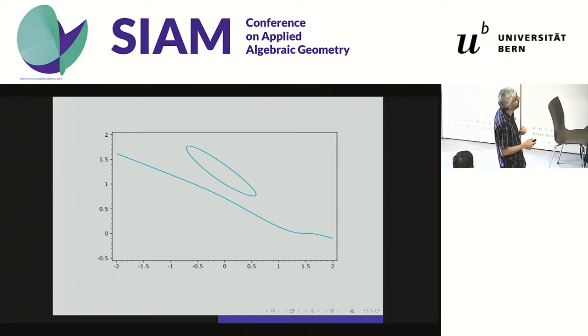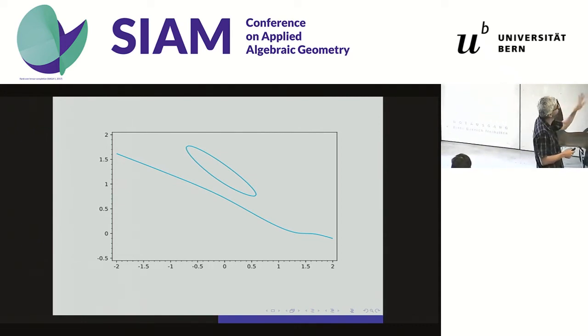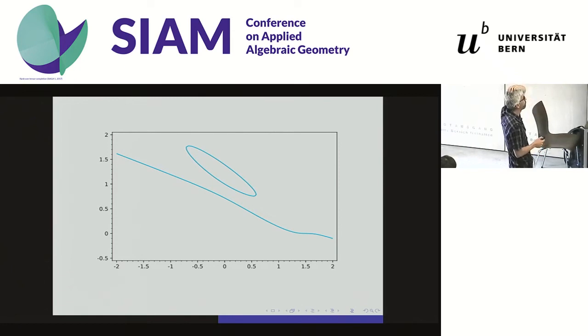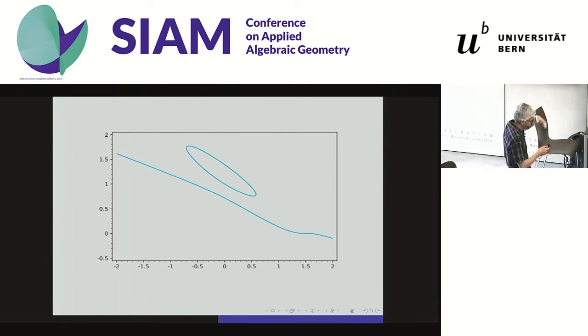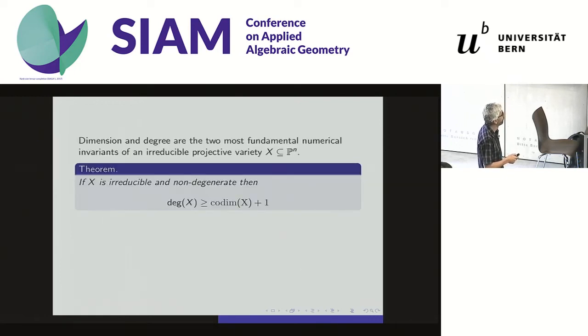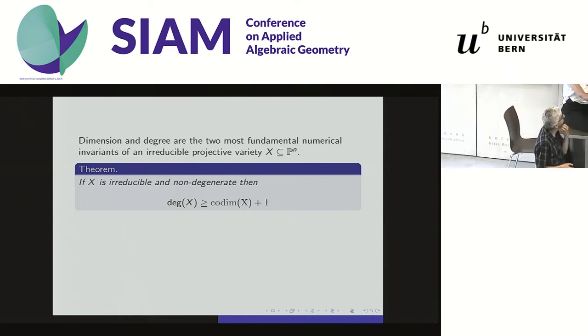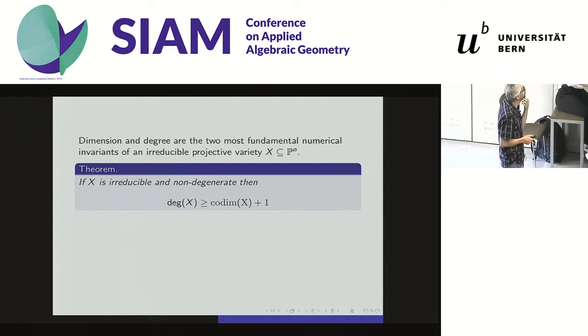So I slice it with one hyperplane, and I obtain this picture. Now the plane of the board is the hyperplane, and the blue thing is just the intersection. Then I slice again with another hyperplane, and what I get is 1, 2, and 3 points. Of course, I have to do this over the complex numbers, so no matter which choice I take, I will always get 3. So this is why the previous picture is a hypersurface of degree 3. Dimension and degree are the two most fundamental numerical invariants of an irreducible projective variety.